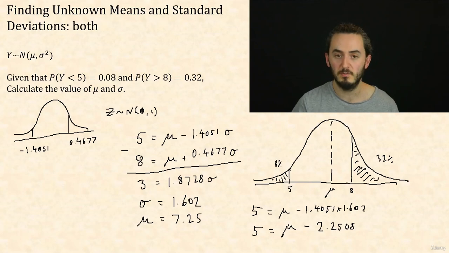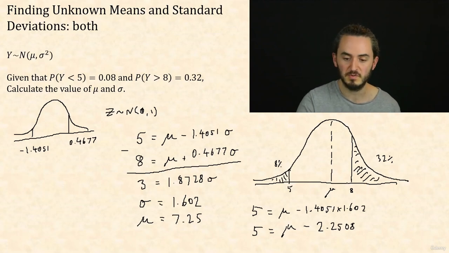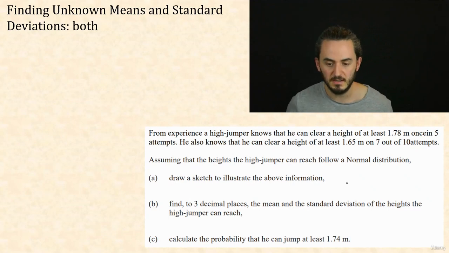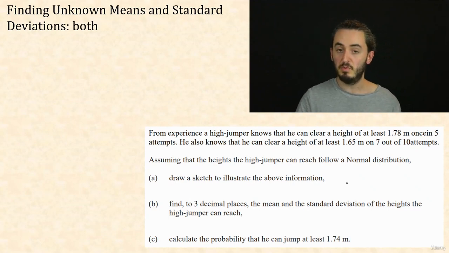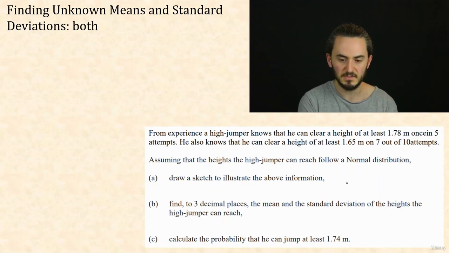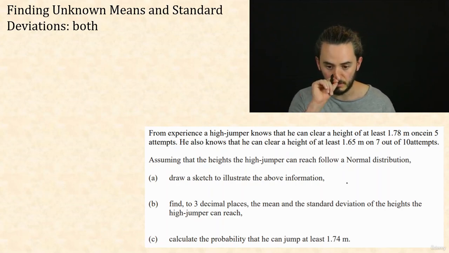Okay, one last example, and please do pause the video and try this one yourself. From experience, a high jumper knows that he can clear a height of at least 1.78 meters once in 5 attempts, 20% of the time that is. He also knows that he can clear a height of at least 1.65 meters on 7 out of 10 jumps, so 70% of the time. Assuming the heights the high jumper can reach follow a normal distribution, draw a sketch to illustrate the above information.